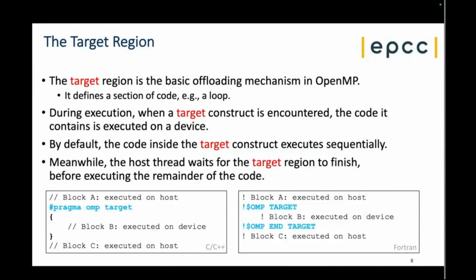Similar notation in Fortran, but the directives are a bit different because the language has different rules. So it's a bang dollar omp target. And because you don't use curly braces in Fortran to define scope, you also have to specify when the target section ends.